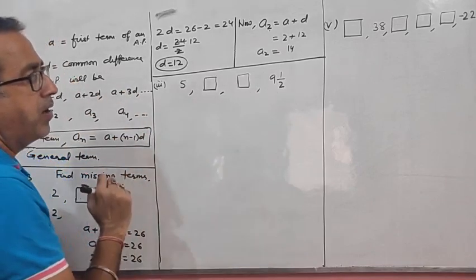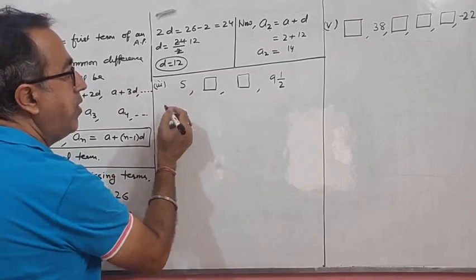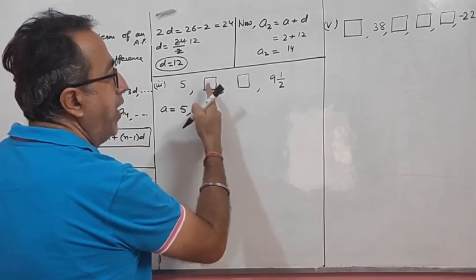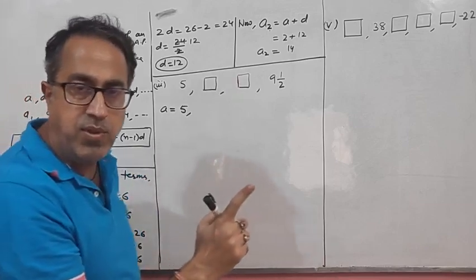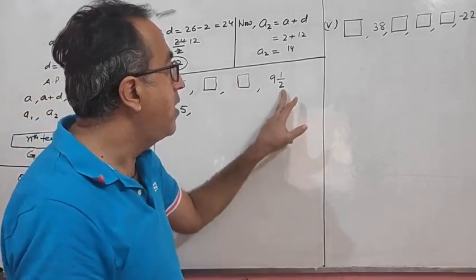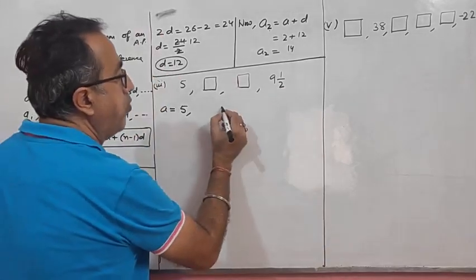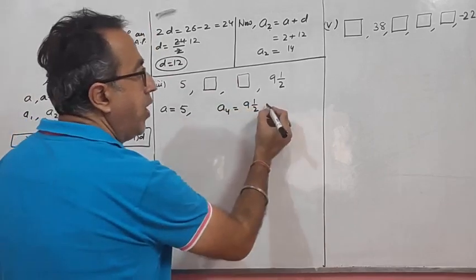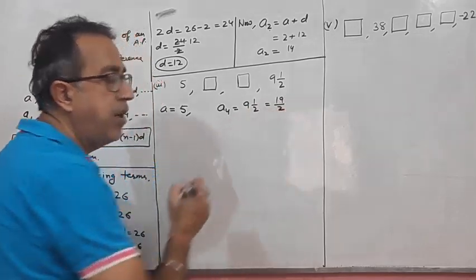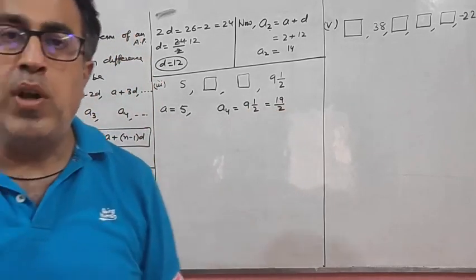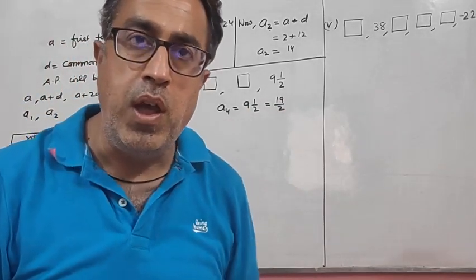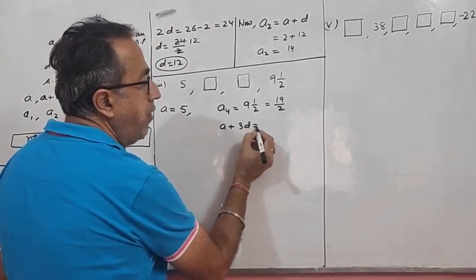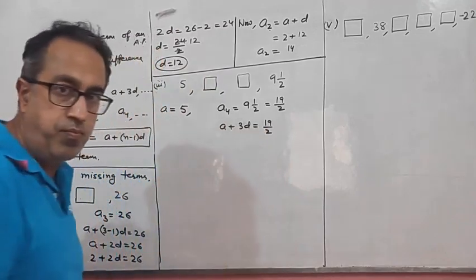Come to the third part. This is the given sequence in which the first term is given, A, 5. The second and third are the missing terms. The fourth term is 9 and 1 by 2. A4 is 9 and 1 by 2. You can write this as 19 upon 2. Now what is the formula for the fourth term? A4 means A plus 3D is 19 upon 2.